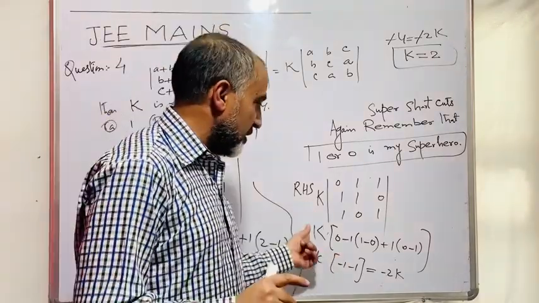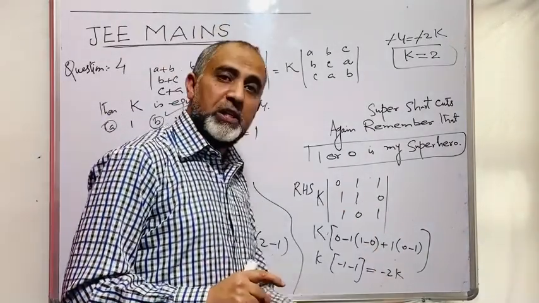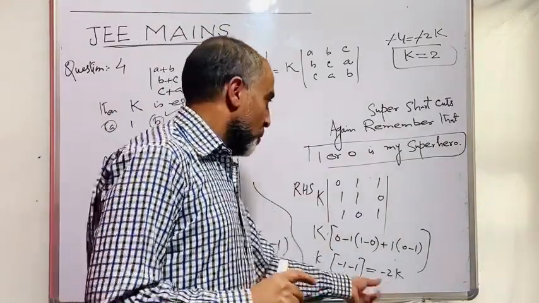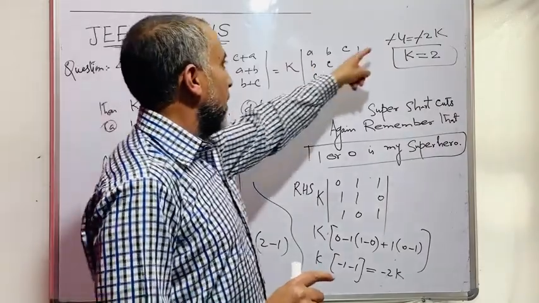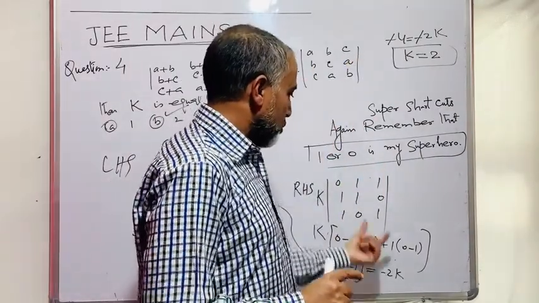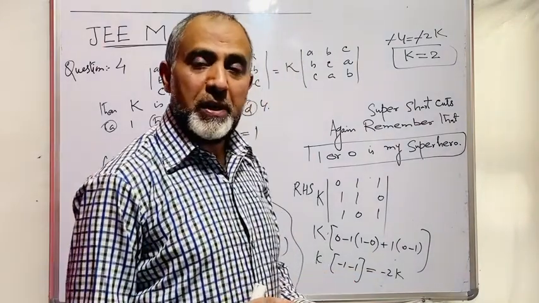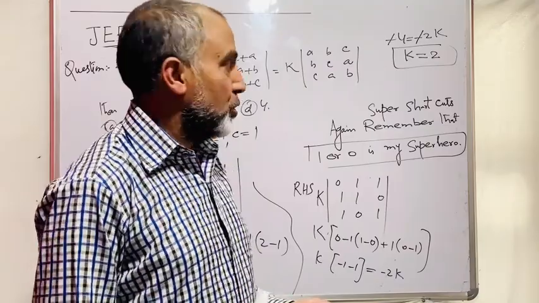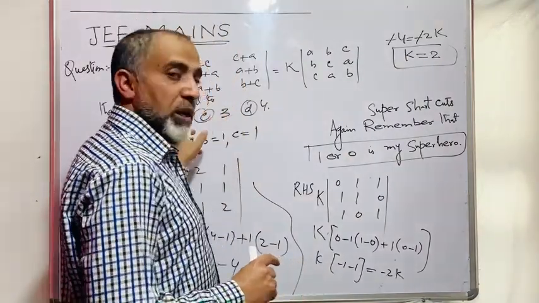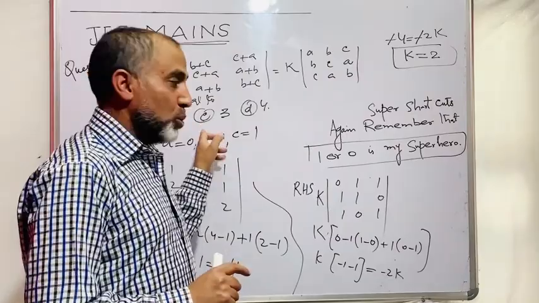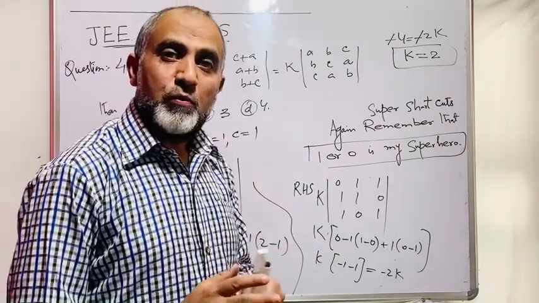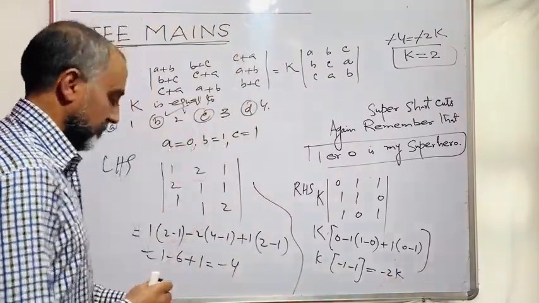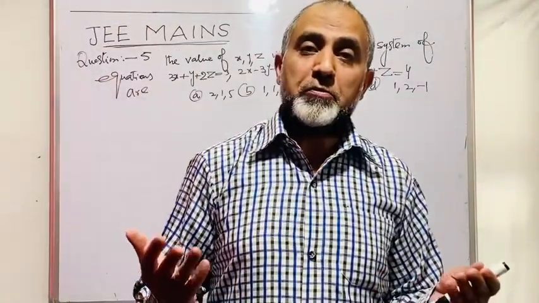K times k aise rakh ke baaki hum isko expand karenge with the help of row first, and this is finally minus twice k. We'll equate the two. Iske badle minus 4 aur iske badle hum substitute karenge minus twice k. Minus and minus will go, 2 ones are 2 twos are, you got the value of k is equal to 2. Wo uska matlab hua our correct answer is 2. Again we have used 1 or 0 is my superhero. You can copy it. Okay, we'll take the question number 5th now.